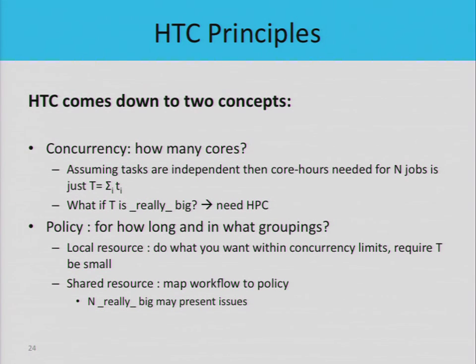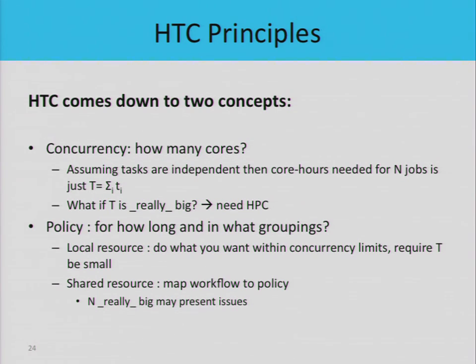So high throughput computing comes down to two concepts. Basically concurrency: how many cores can I use? And again, in this particular case, we're limited to 30 or 40, otherwise we start losing time. And policy: for how long do I have to run and what groupings can I use? If you have a local resource, and this is typically where most of my colleagues go, they actually buy their own cluster so that they can use it for a month or 2 months because they don't want to deal with wall times. They don't want to deal with the shared policy problems that we end up in.